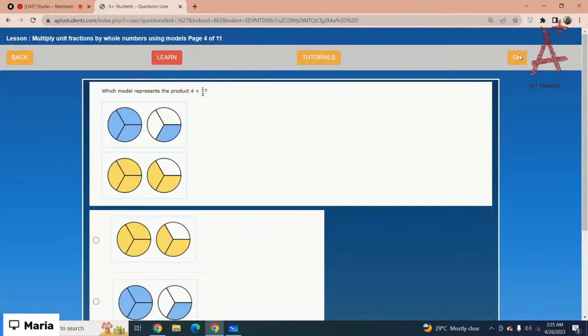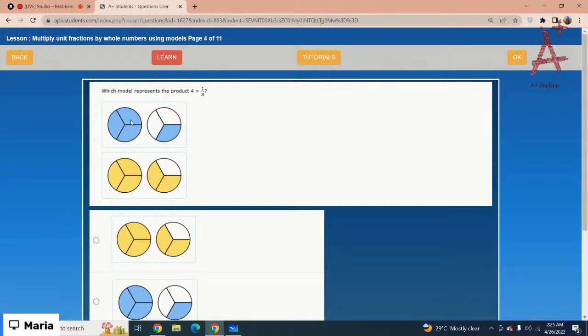Got it? Okay, which model represents the product 4 times 1 over 3? Which is the correct option? The first one is the correct option. How? 4 times 1 by 3 means 4 over 3. Got it? That means 4 portions are colored out of 3.